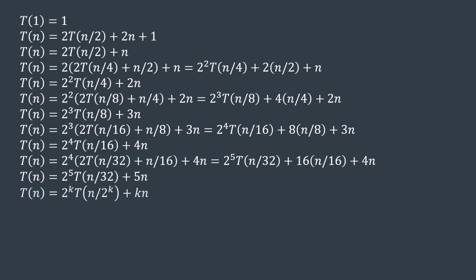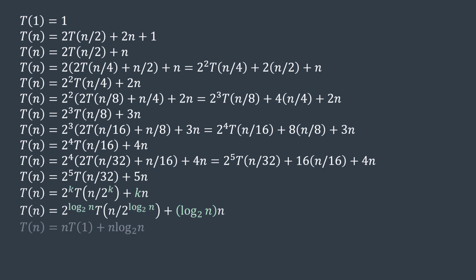Here it's 2 power k times T of n divided by 2 power k plus k times n. The base case is T of 1, so we search for the value of k so that n divided by 2 power k becomes equal to 1. The value of k here is log 2 of n, because 2 power log 2 of n is equal to n, and n divided by n is 1, so replace k by log 2 of n. 2 power log 2 of n is n, T of 1 is 1, we get that T of n is equal to n plus n log 2 of n. We remove smaller terms and we get a time complexity of O of n log n.